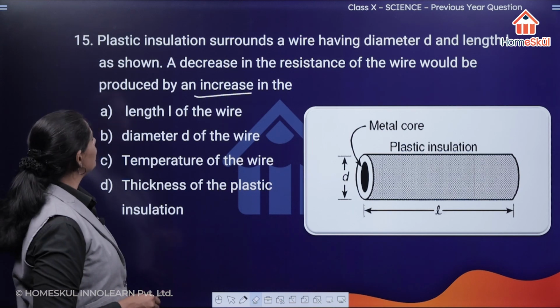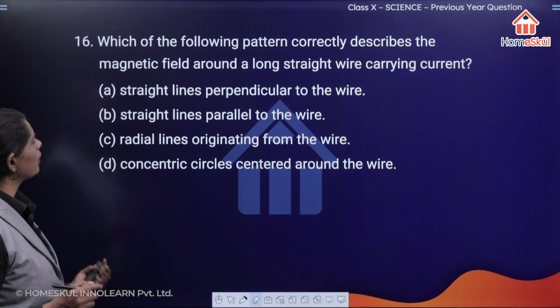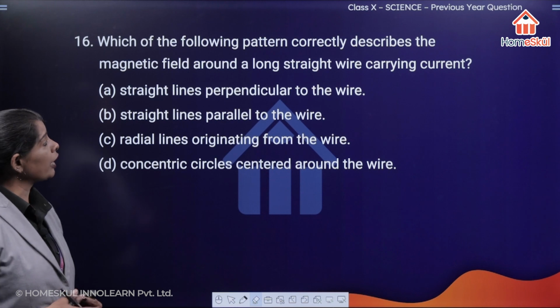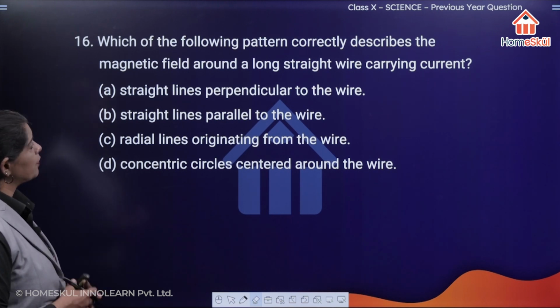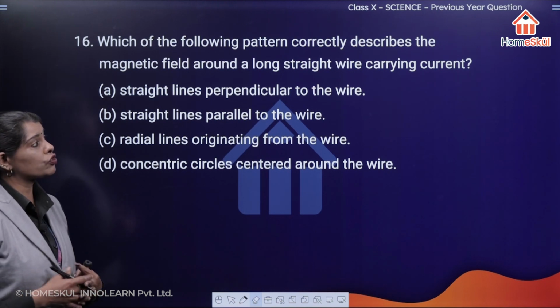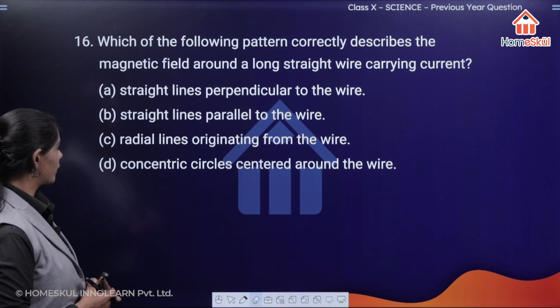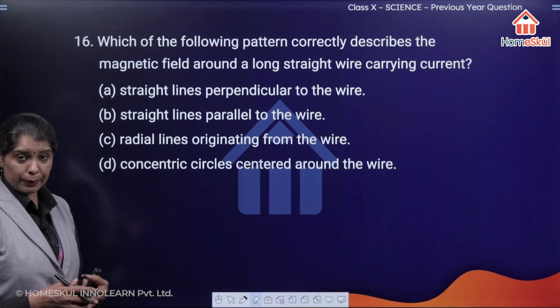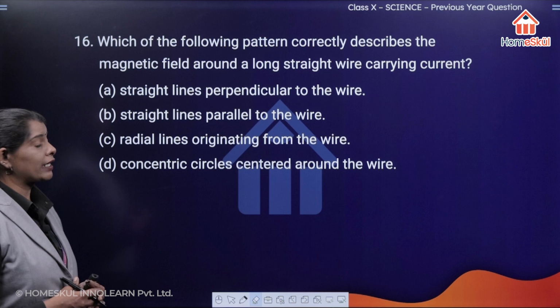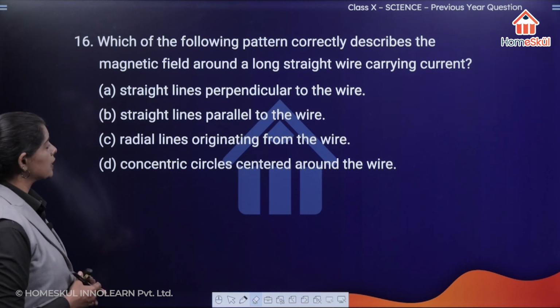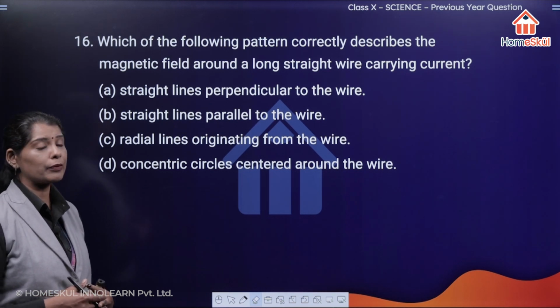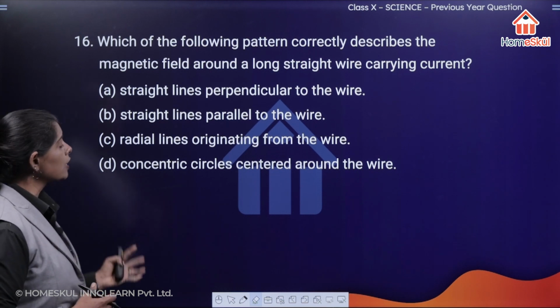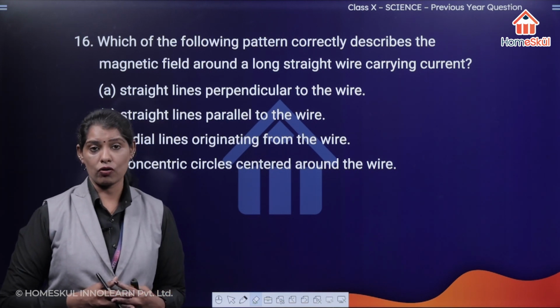Okay, coming to the next question. Question number 16. Which of the following patterns correctly describes the magnetic field around a long straight current carrying conductor? Right. Options are: A, straight lines perpendicular to the wire. Option B, straight lines parallel to the wire. Option C, radial lines originating from the wire. And option D, concentric circles centered around the wire.